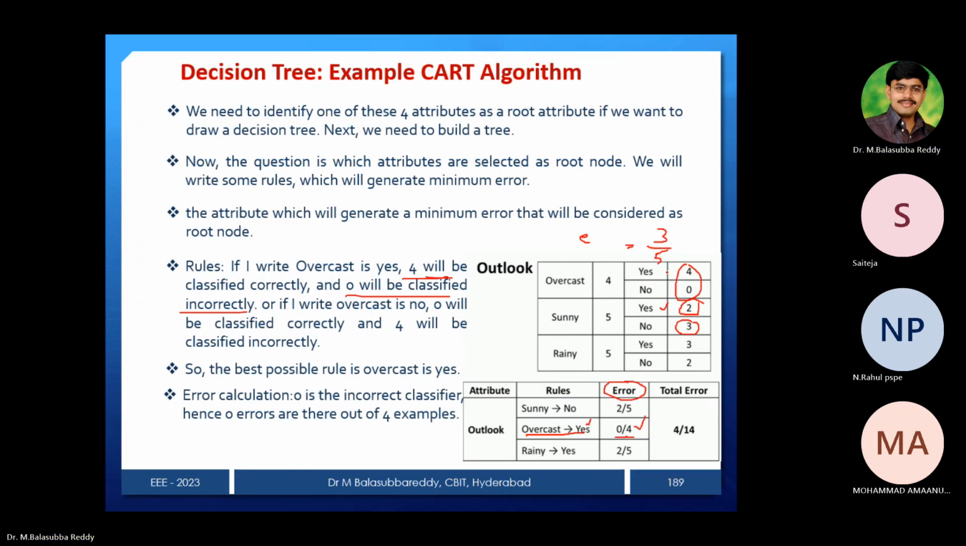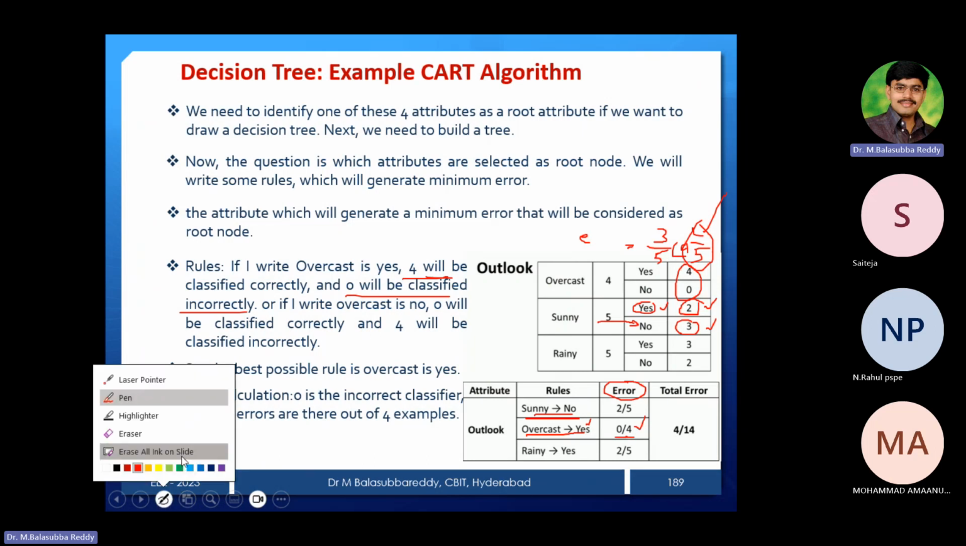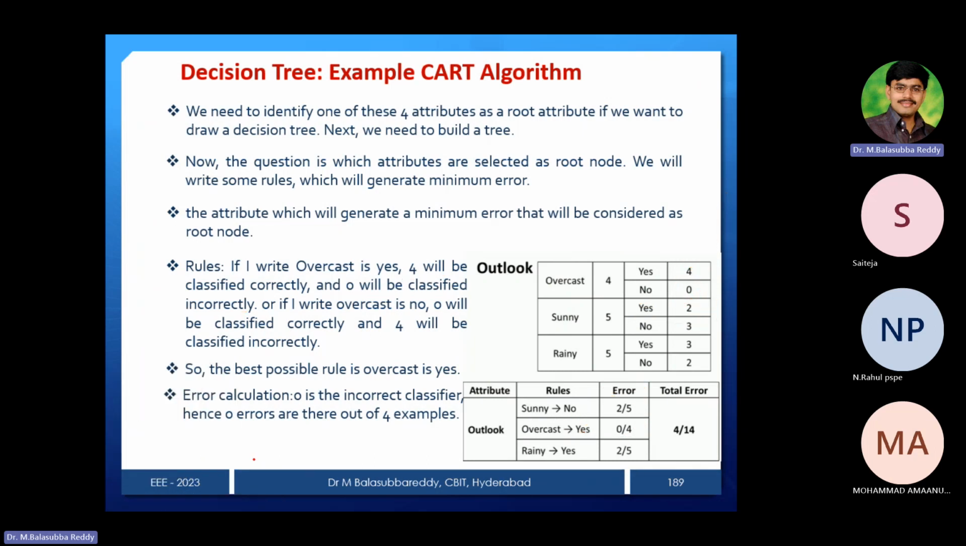Whereas if I take the rule Sunny is no, instead of Sunny is yes, then the number of corrects is 3 and the number of incorrects is 2. Then what is your error? 2 by 5. Which is the minimum error? You can see 3 by 5 or 2 by 5, so the minimum error is 2 by 5. That is the reason I took the rule Sunny is no. Is it clear to all of you? If you have any doubt you can ask me. It is small logic. After that it will be the same.